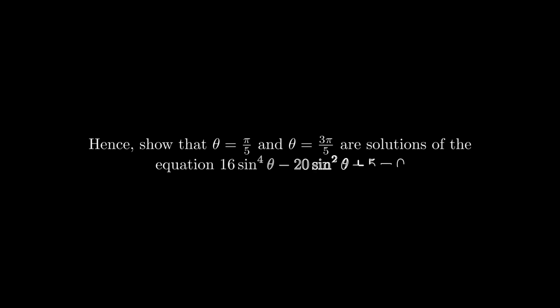We're being asked to show that when theta is equal to pi over 5 and when theta is equal to 3 pi over 5, these are solutions of the equation 16 sine to the power of 4 of theta minus 20 sine squared theta plus 5 equals 0. Now it's pretty obvious that this equation is very similar to what we just solved in part B. However, each component of the previous equation has been divided by sine theta. So 16 sine to the 5 theta has gone to 16 sine to the 4 theta.